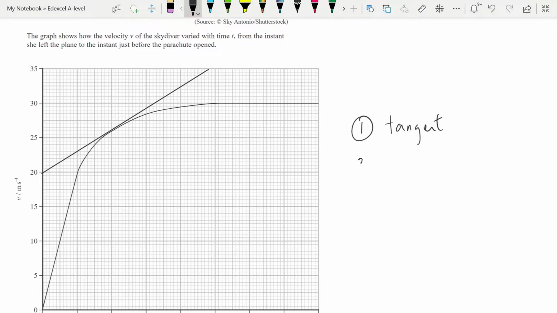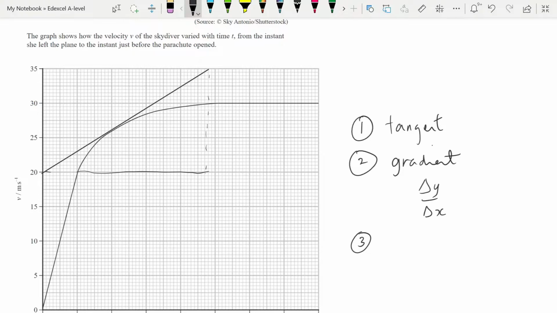The second mark here is for showing the examiner that you've attempted to calculate the gradient. So the change in y, and you use as long a line as you can, go all the way through the graph, find out what your change in y is, find out what your change in x is, and then do the change in y over the change in x. So again, even if your tangent isn't great, if you demonstrate that this is what you're doing, then you will get that second mark. The third mark is usually for the answer.